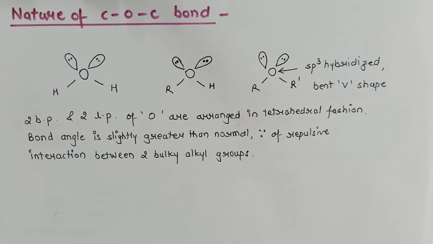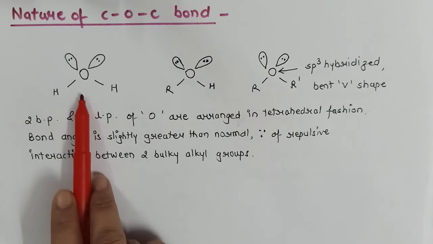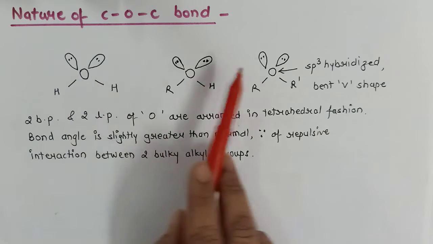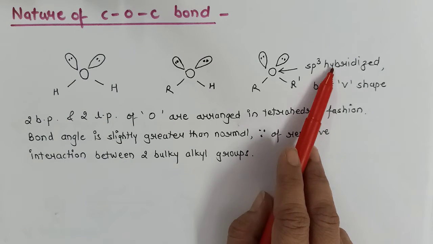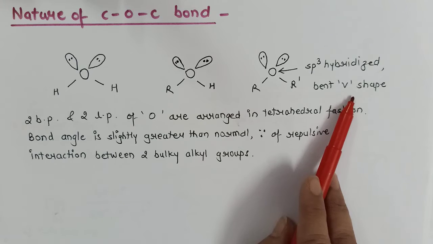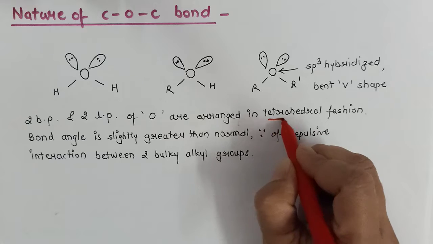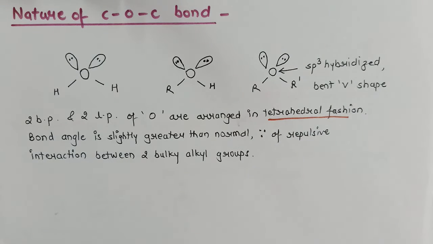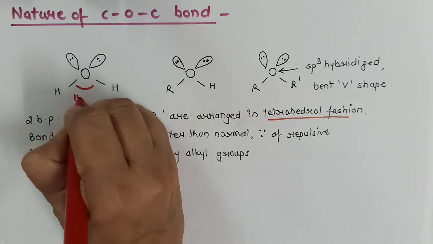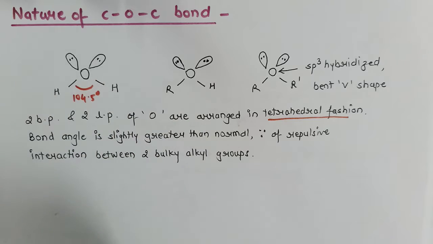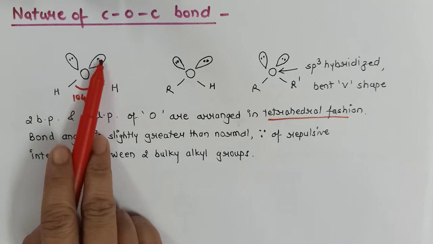Let us have a look at how the alkyl groups are attached to the ethereal oxygen atom. The structure of ether can be compared with that of a water molecule, oxygen in both cases being sp3 hybridized and bent V shape. Being sp3 hybridized, they are arranged in tetrahedral fashion, but there is a difference in bond angle. We know the normal tetrahedral bond angle is 109 degrees. In water, it gets reduced to 104.5 degrees due to repulsion between two lone pairs.